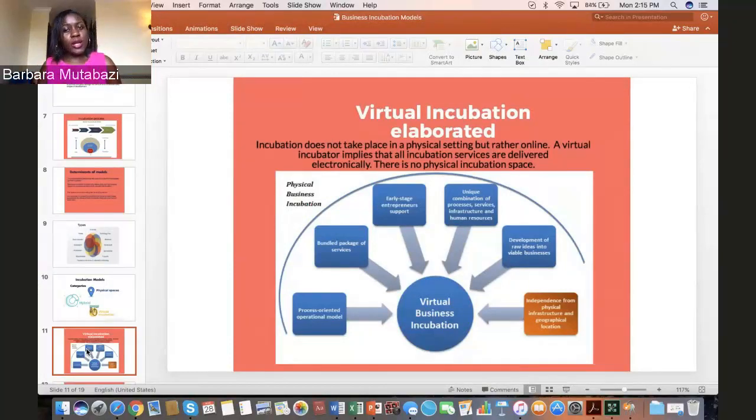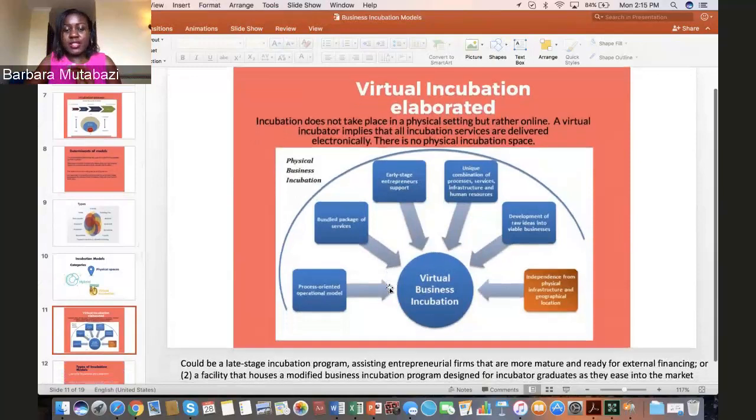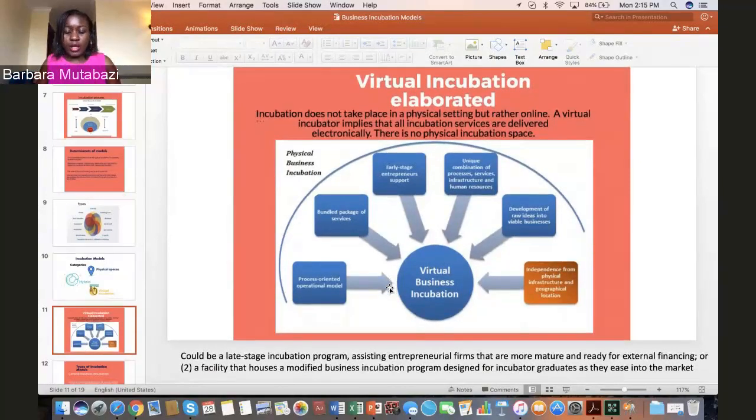Similar to the physical one, just that it's not going to be in one place. You're basically going to offer the same services. In virtual incubation, it could be late stage or early stage, whatever stage of business, and you can offer these services on top of your physical incubator also.